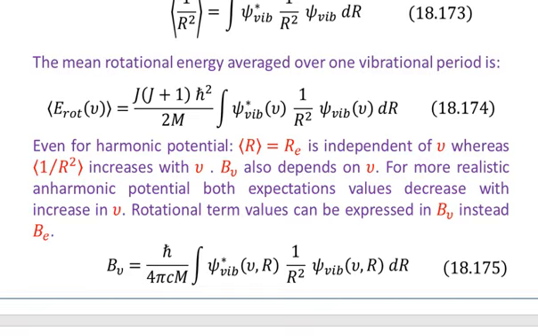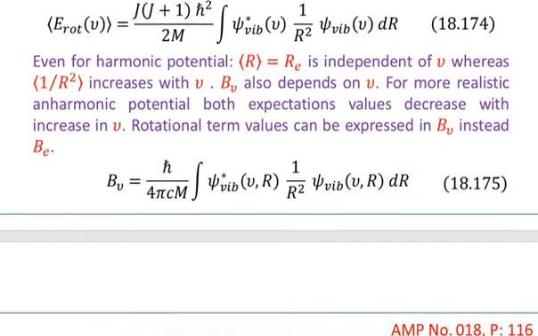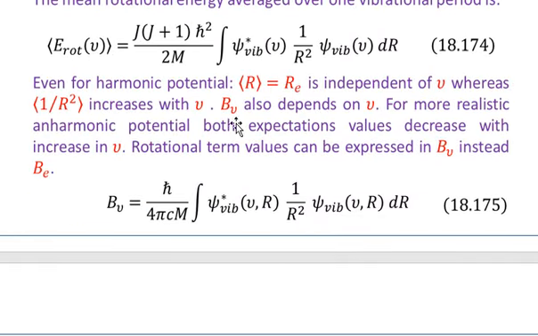And this is also obvious from this diagram on the right hand side, that as you go along the value of R, you will find different average values of R, and of course 1 over R square, and these will change with the vibrational quantum number V. So BV also depends on V. This can also be seen from the previous diagram on the right. For the more realistic anharmonic potential, both expectation values decrease with increase in the vibrational quantum number V.